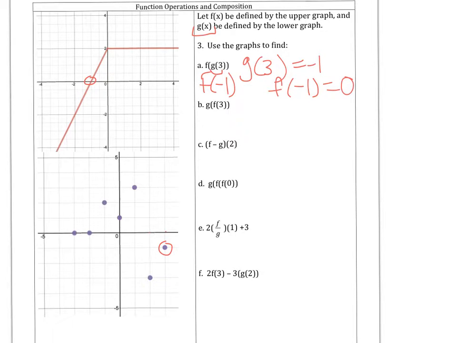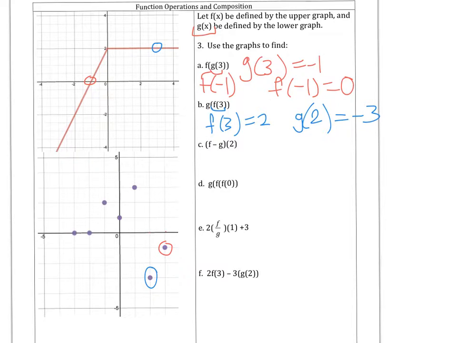G of f of 3. Now I'm going to start from the inside. F of 3 has a height of 2. I'm going to plug that in, g of 2. And 2 has a height of negative 3.